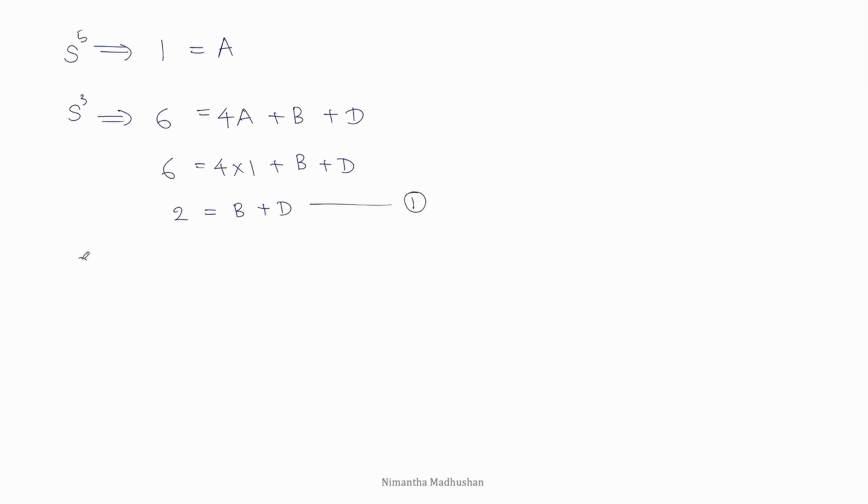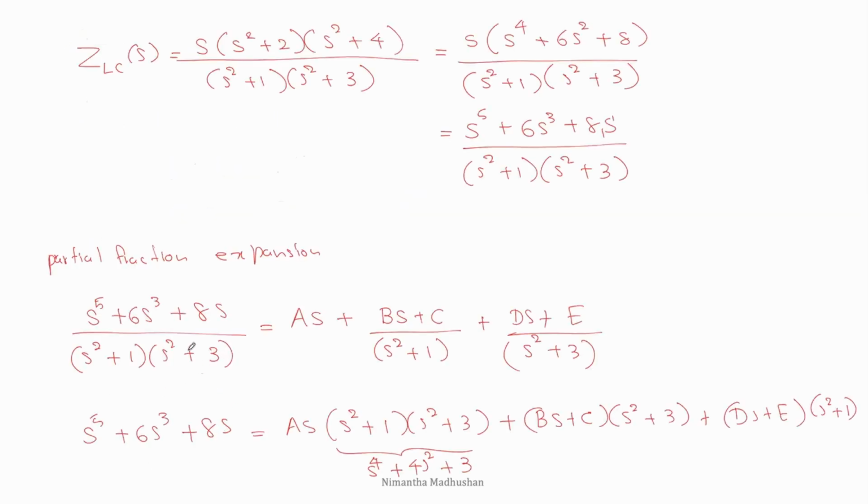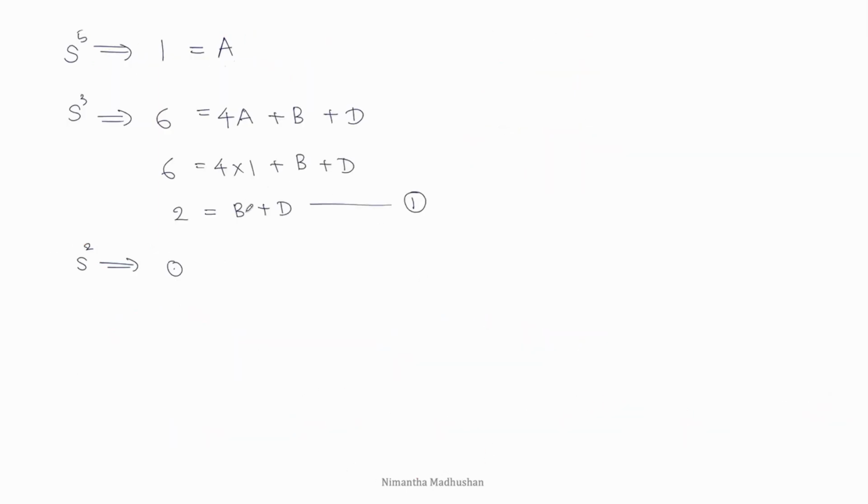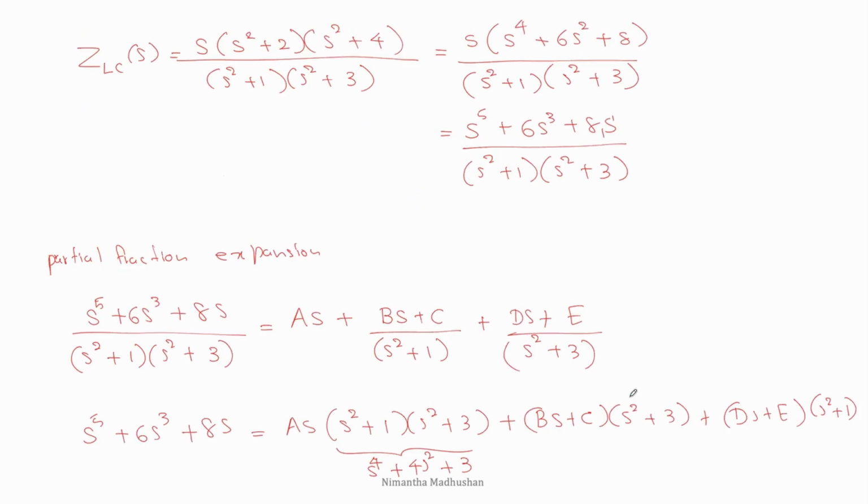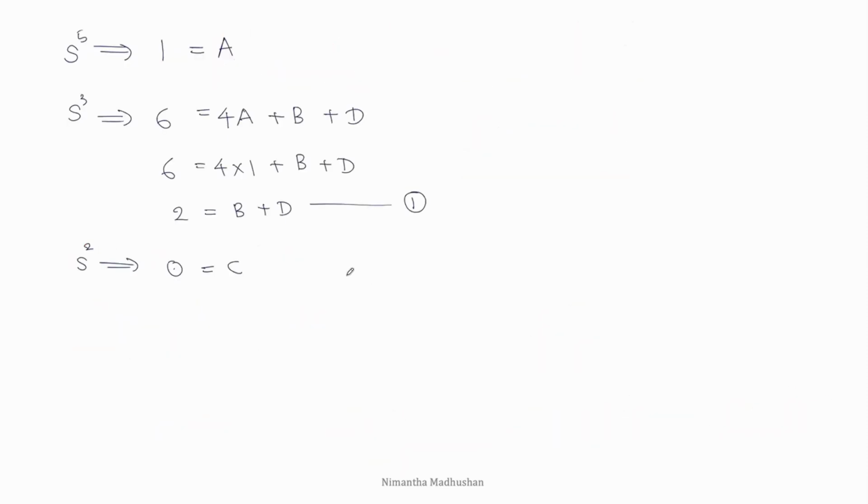Then I consider s to the power 2. From the left-hand side, there are no terms. From the right-hand side, from the first term there is no s to the power 2. Then c times s squared gives c, and e times s squared gives e. So c plus e equals 0, which I name as equation 2.